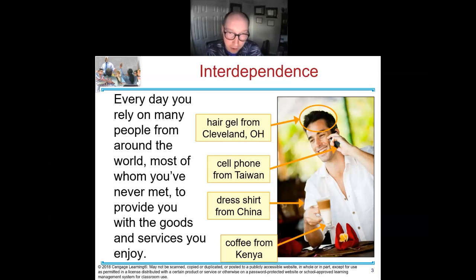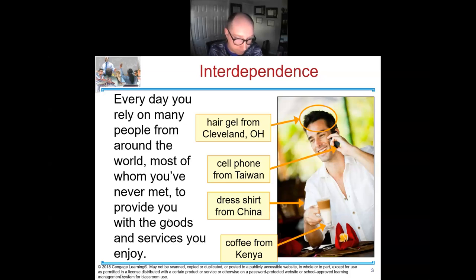Okay, hair gel from Cleveland, Ohio. Probably in Cleveland, Ohio, they make the most hair gel out of anyone in the world. Most cell phones come from Taiwan. Well, Taiwan and Korea, I would say. Dress shirts come from China, mostly. Yes, it's true. Actually, Indonesia is a larger country now for manufacturing dress shirts. Coffee from Kenya, absolutely. That's actually one of their biggest exports. And fast runners, of course, for those of you who watch the Olympics.